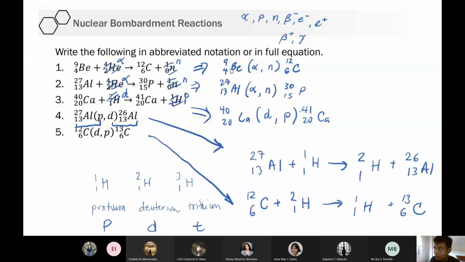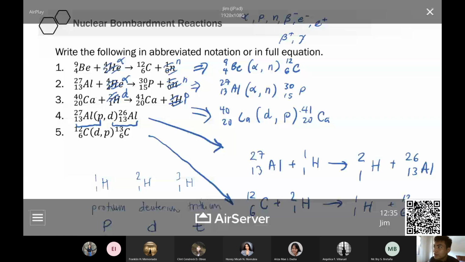May alam kayo ano meaning ng P, meaning ng protium. Ito symbol nun. Ano meaning ng D? Deuterium yun. Ito symbol nun. Alpha, alam nyo na meaning yan. 4-2He lang yan. Neutron, 1-0n. Okay? So that's how you read the abbreviated notation. Hindi to kailangan for the semester, pero sinama ko na para aware kayo. Kasi pag nag-google kayo, makakakita kayo ng ganito talaga. Okay, so hanggang doon lang yung ating lesson muna.